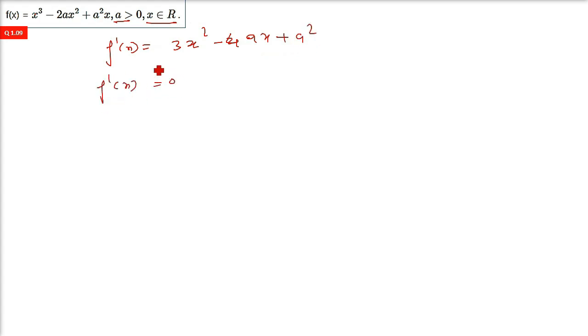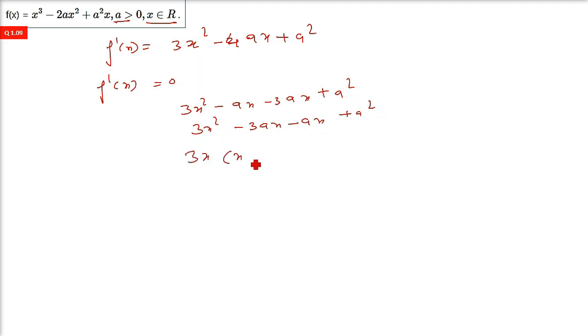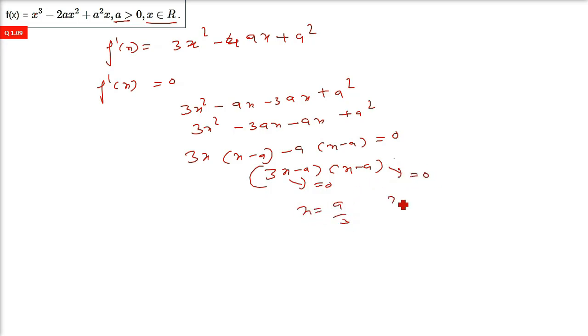The second step is to equate this f dash x to 0. When you place it as 0, it will be 3x square minus 4ax plus a square equals 0. You can make the factors out of it, and when we make the factors, we get the critical points. This equating to 0 is only for the critical points where local maxima or local minima may exist. I am just making the factors. You can write negative 4ax as minus 3ax minus ax, and finally put these two factors as 0, because any of these factors can be 0. From the first we got x equals a by 3, from the second we got x equals a.